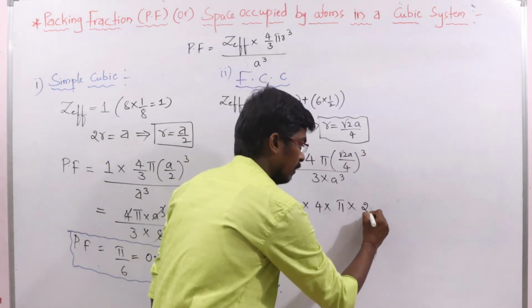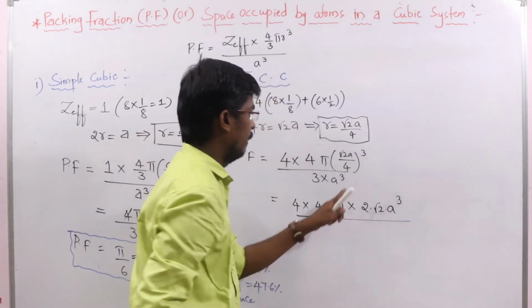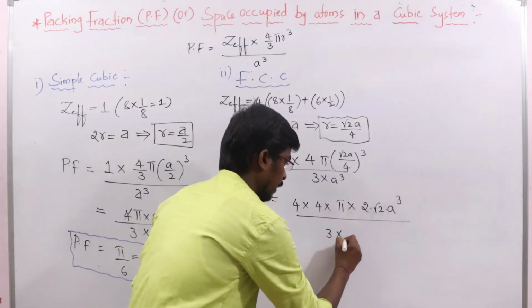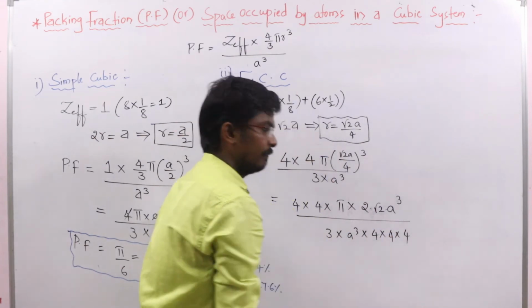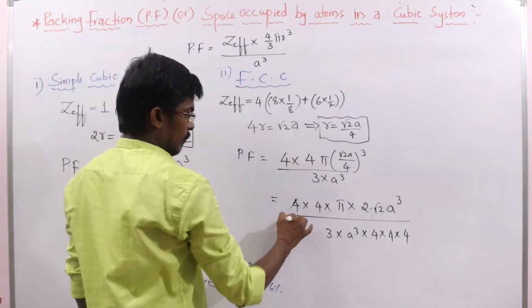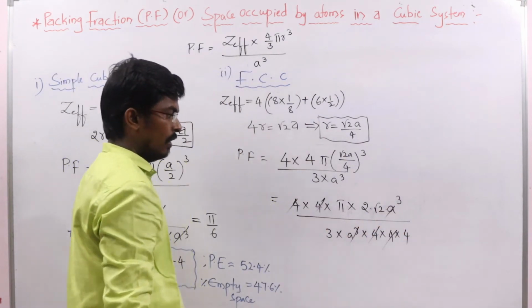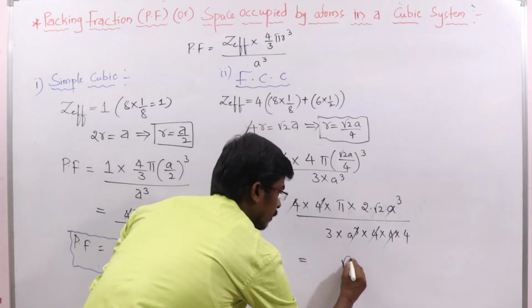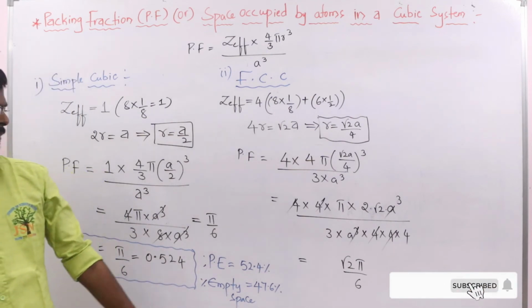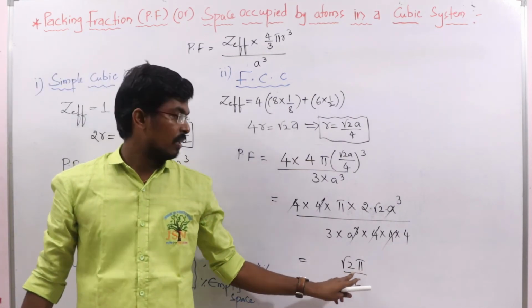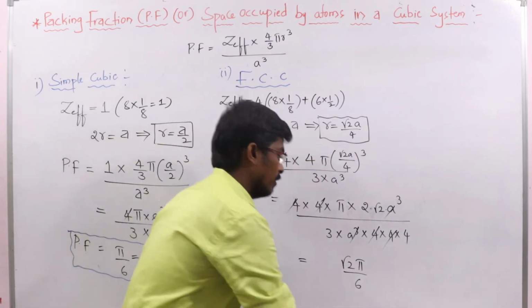So 4 into 4, root 2a whole cube. So how much are you getting? 2 root 2 a cube by 4 cube, and 3 into a cube. So 4 cube, that I am simply writing in this manner. Here a cube cancels with a cube, so generally you are going to get root 2 pi by 6. You can also get it in a different form with that pi, so I have simply given root 2 pi by 6.